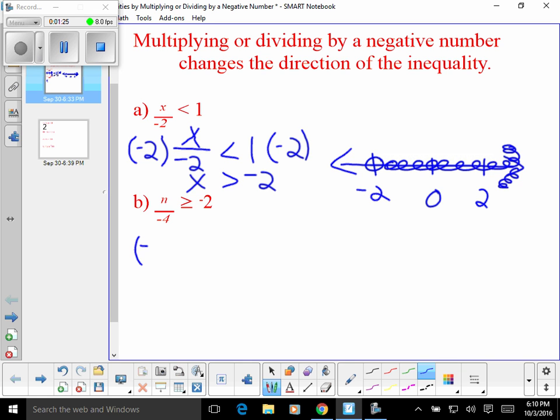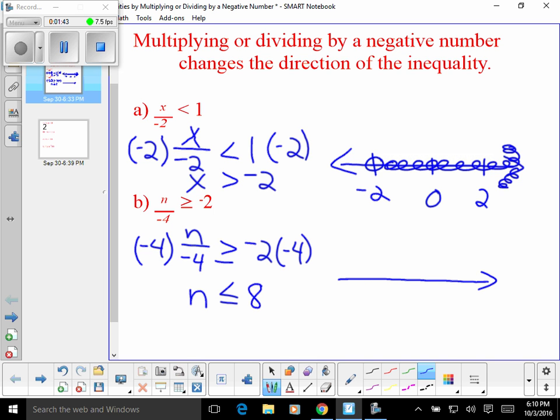You'll be multiplying both sides by -4. Again, note that the inequality changes direction. It is now less than or equal to +8. This time I have a closed circle at 8, and I want everything that is less than 8.